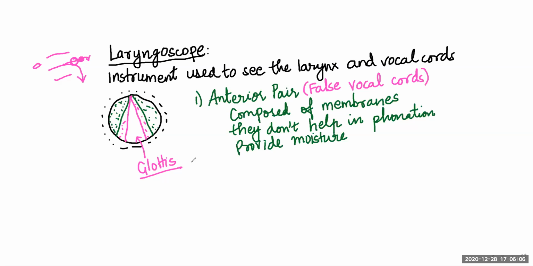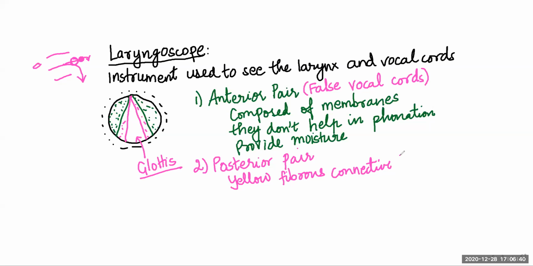False vocal cords. The second one, which is below that, can be called inferior or posterior vocal cord. So posterior pair of vocal cords, they are composed of yellow fibrous connective tissue. मतलब it's elastic. Yeah, yellow is elastin fibers. So yellow fibrous elastic connective tissue.